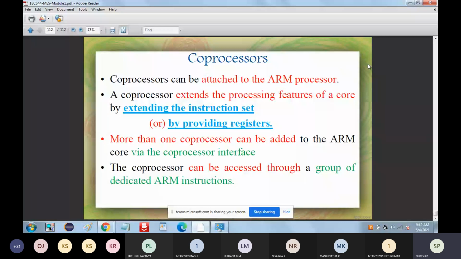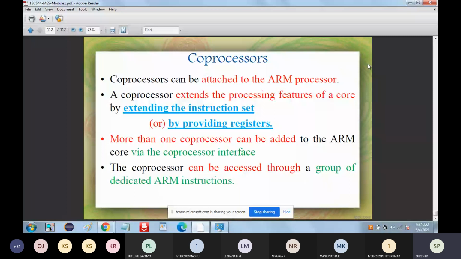Okay. So if we take the coprocessor, how can it be accessed? It can be accessed through a group of dedicated ARM instructions that provide a load store type interface. That means when you talk about the load, the load is going to move the data which is stored in the memory to the register.